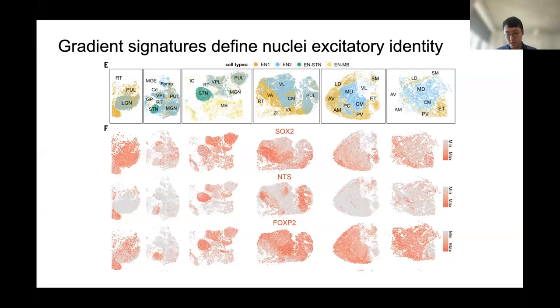But essentially what we observed is that in these nuclei, they have gradient signatures. So instead of a binary on and off gene expression profile, they were either high or low along these two axes. And obviously there were a few more marker genes, but these were the more representative ones. And then we have neurotensin, which is more specific for particular nuclei, depending on the medial axis, and also defines the subthalamic nuclei expression.